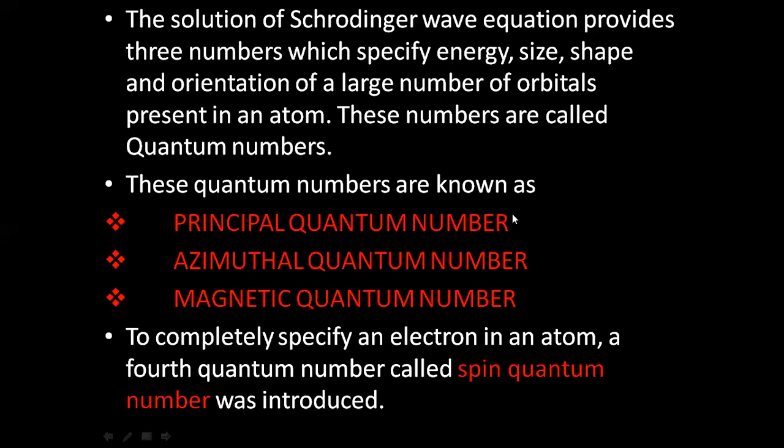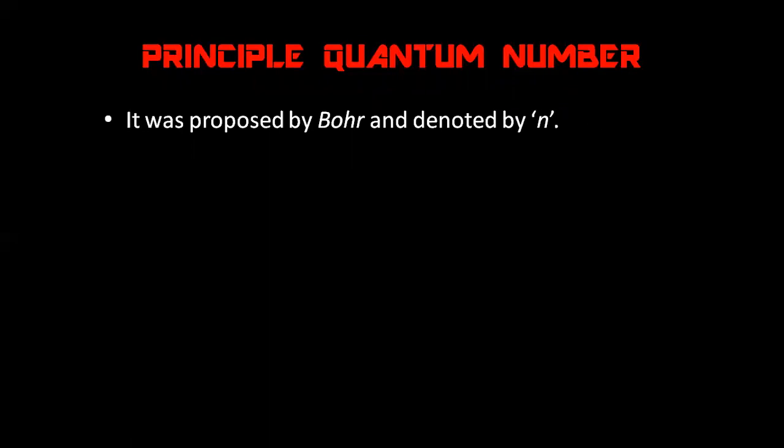The last one is not. Okay. Then let us try to see the significance of each quantum number. The first one is the principal quantum number. So what is the importance of the principal quantum number? What does it tell us? Remember that it was proposed by Bohr.